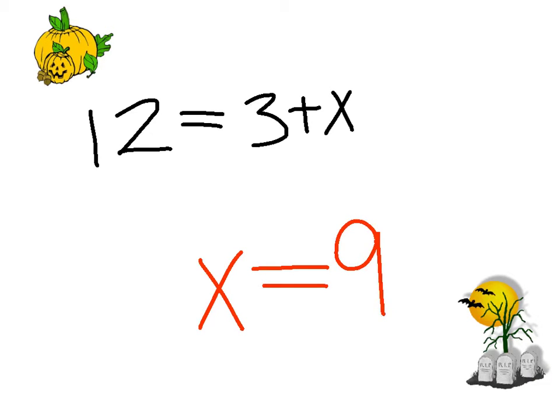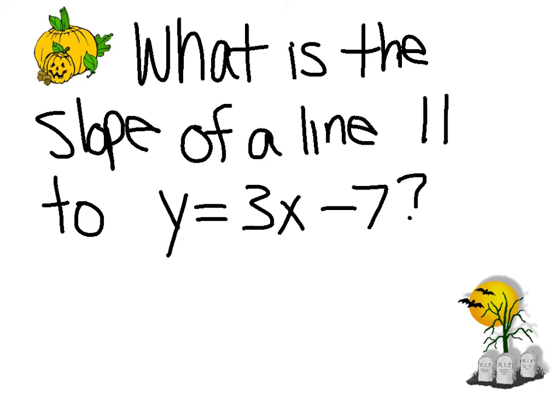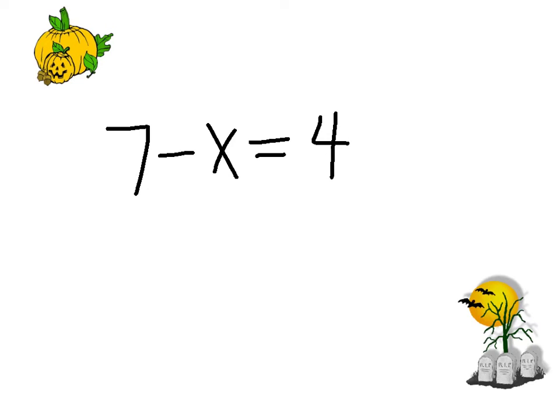The answer for the bonus is 9. Practice problem number 2. What's our answer for the practice problem? 3, right. Look at the slope of the line we already have. The answer for this one is 3.